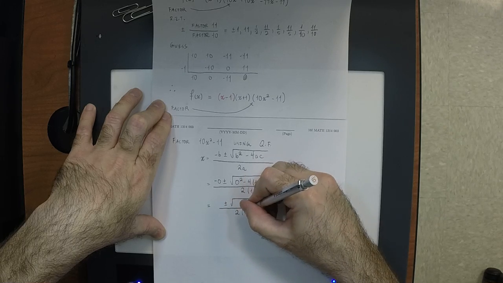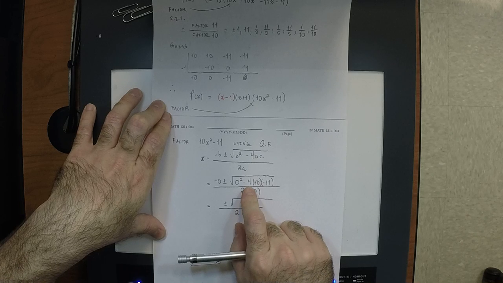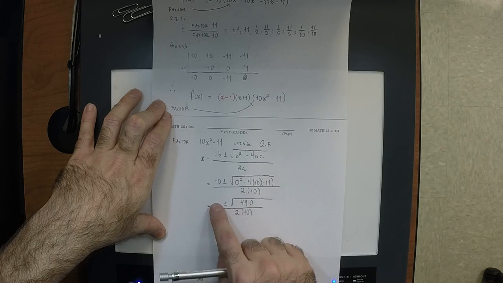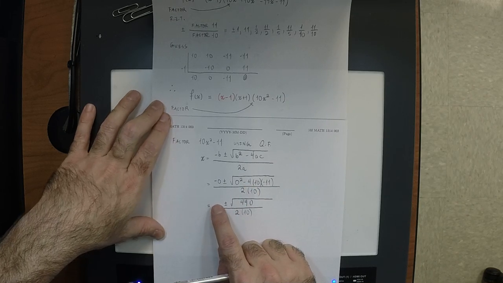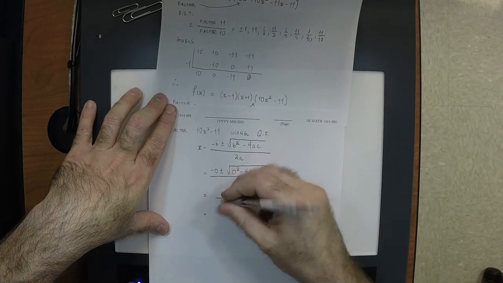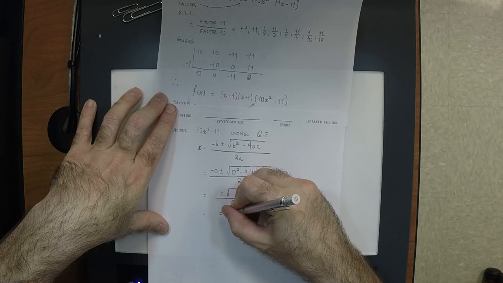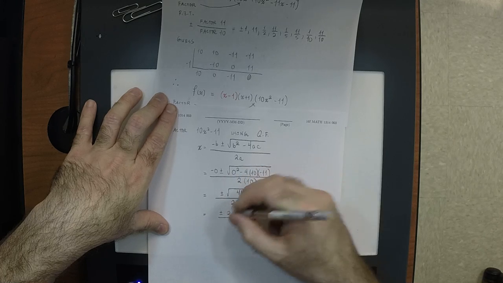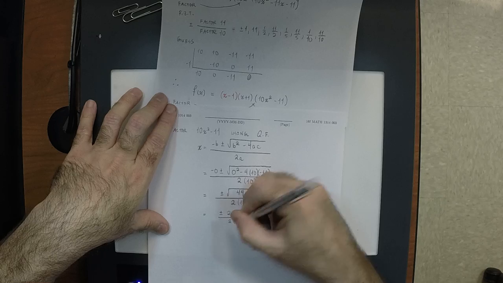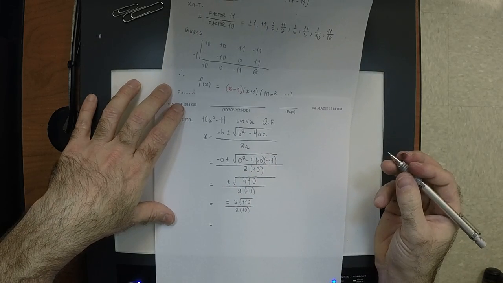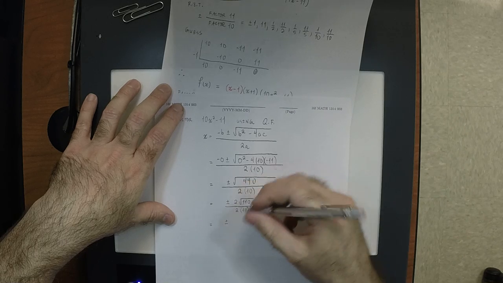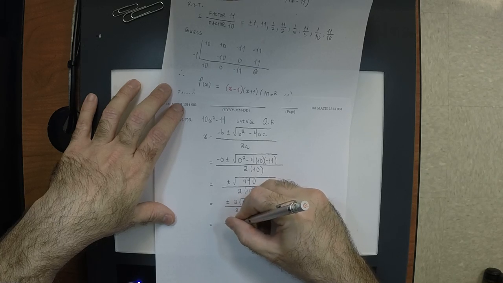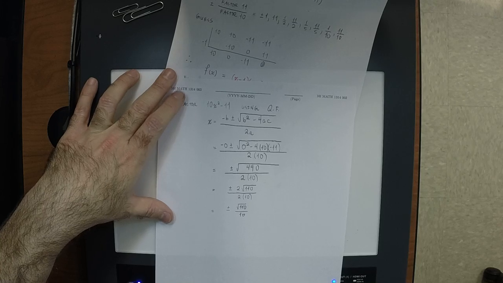2 times 10. Now, I want to simplify this a little bit, so can it be simplified? A little bit, right? The 4 can come out, and then we'd have 110 in the radical. So that'd be plus or minus 2, because that's how 4 comes out, square root of 110 over 20, or 2 times 10, anyway. And then the 2's cancel, plus or minus the square root of 110 over 10. So those are the zeros.